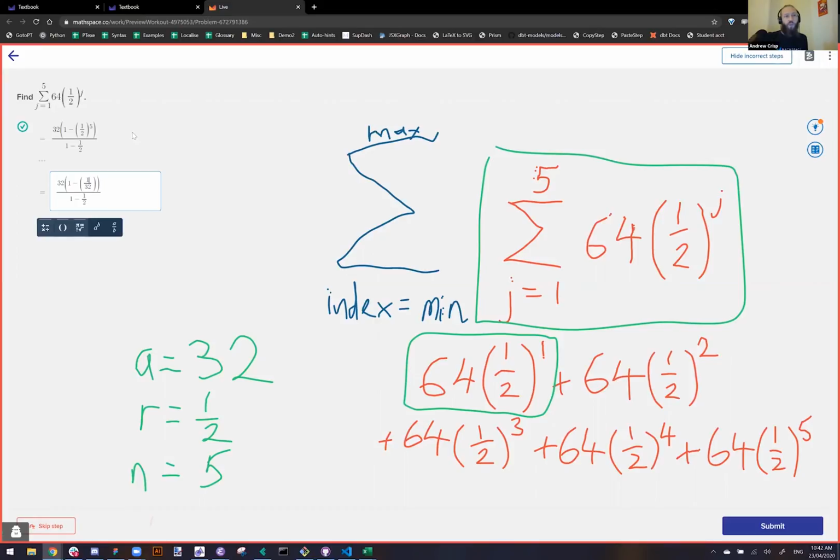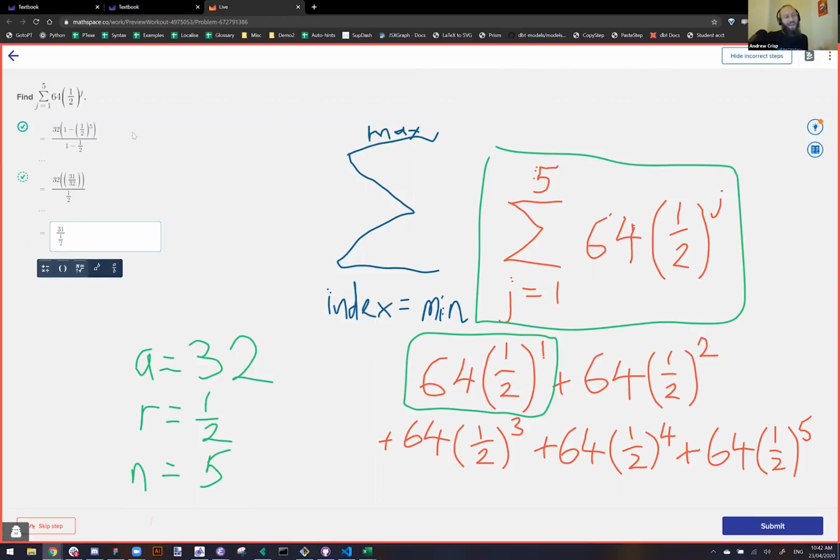Okay, and 1 minus 1 on 32 is 31 on 32. If I have 32 32s and I take away 1 32, then I'm left with 31 32s. Yeah, no, that's right. Cool. Now 32 times 31 over 32 is just 31. More simplification, that's what we like to see.